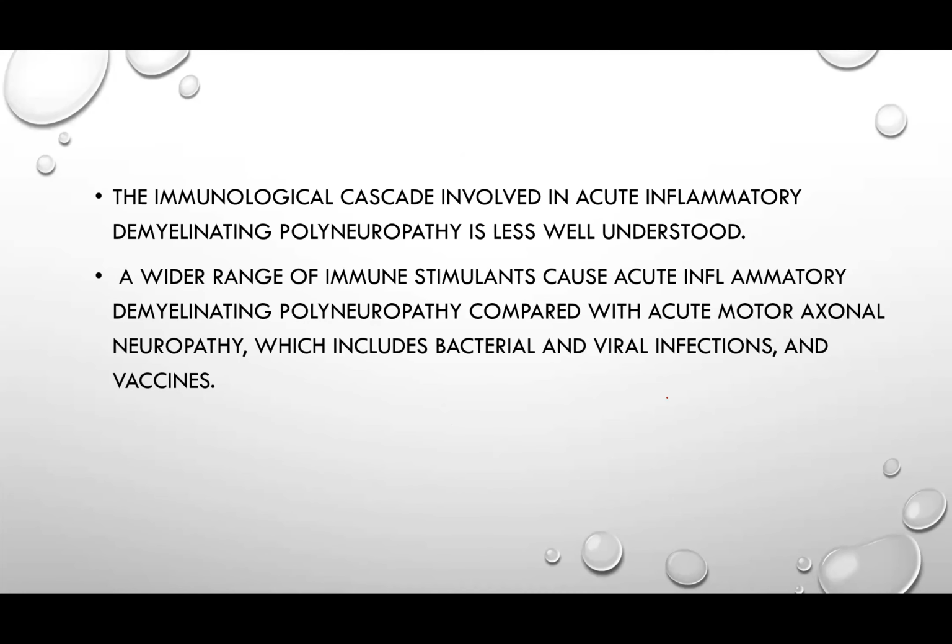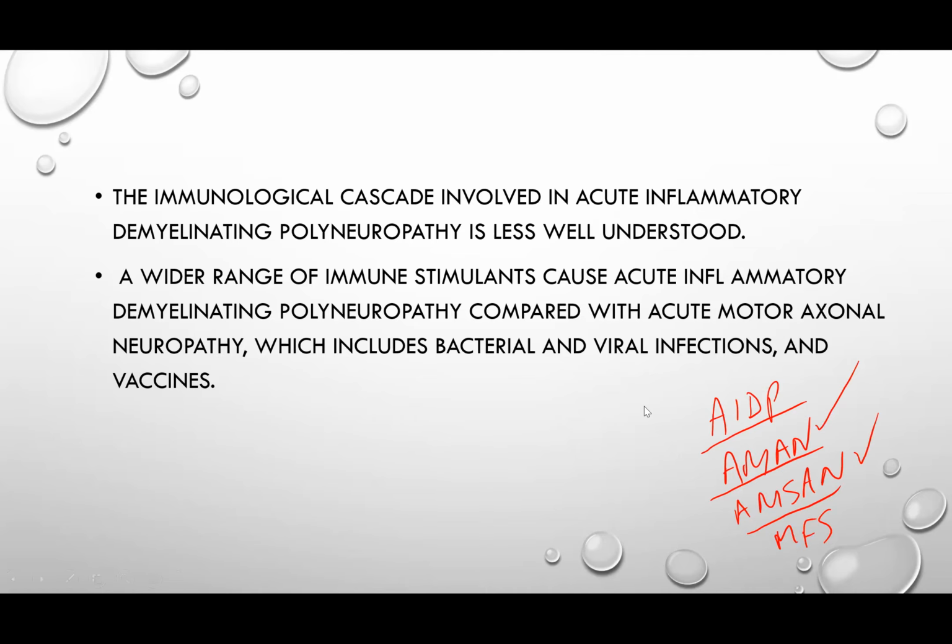The immunological cascade involved in acute inflammatory demyelinating polyneuropathy is less well understood. A wide range of immune stimulants cause acute inflammatory demyelinating polyneuropathy compared with motor axonal neuropathy, which is induced by bacterial and viral infections and vaccines. There are three types: AMAN, AMSAN, AIDP. AIDP, the immunology is not that very well worked out. AMAN very well worked out. AMSAN to some extent. MFS very well worked out, but not with the AIDP. That's what they're telling. Okay.